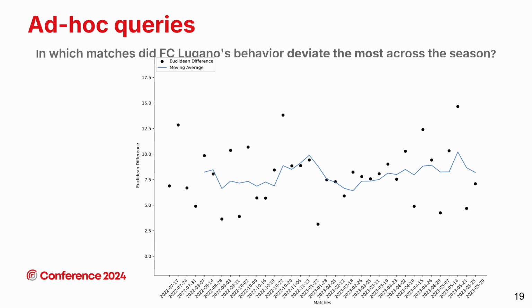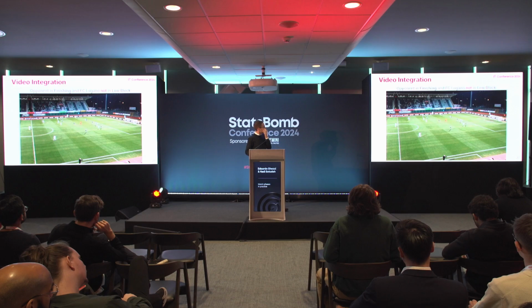And here we just calculated an average on all phases of play we defined. We then calculated Euclidean differences among these values, and we can see for Lugano in which matches Lugano deviated the most from the average behavior throughout the season. And we can see, for example, that in these two specific matches, Lugano deviated the most in their behavior across the season. And so we might want to study these matches more thoroughly through video to see why Lugano played so differently against these two opponents.